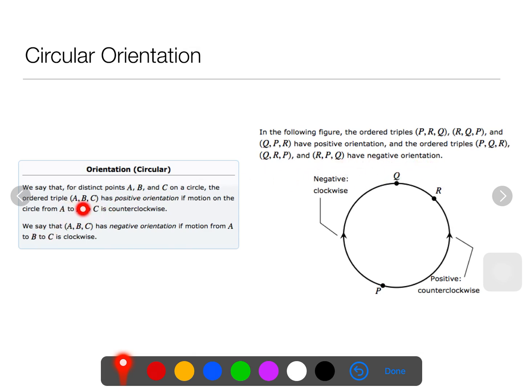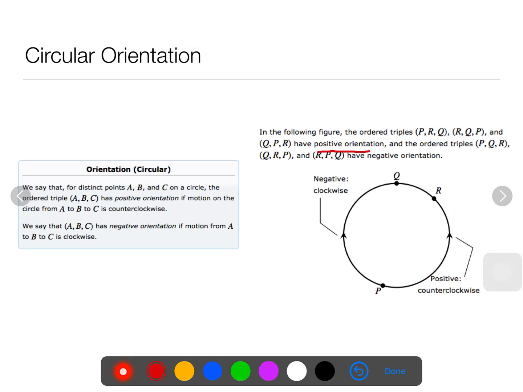So I didn't really finish this before. If our points are moving in a clockwise rotation, then it is considered negative. If it's counterclockwise, then it's positive. So as I look at this, P, R, Q, we're going around the circle counterclockwise. RQP, counterclockwise. And QPR, again, counterclockwise. Those have a positive orientation.